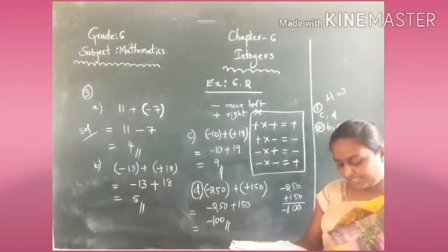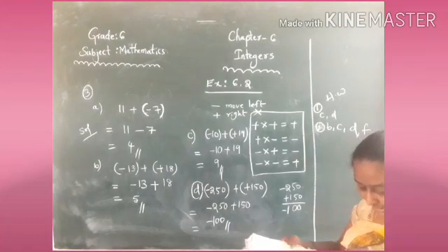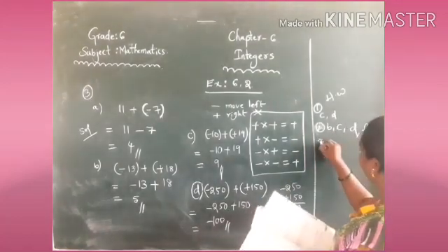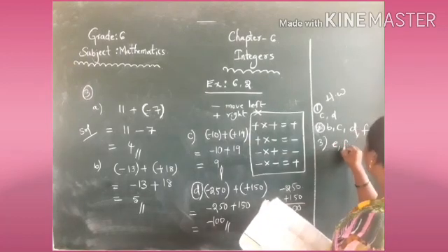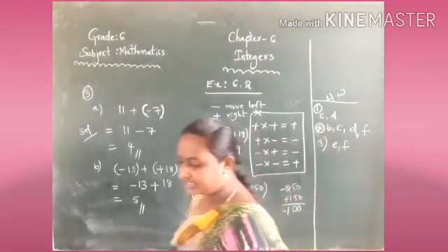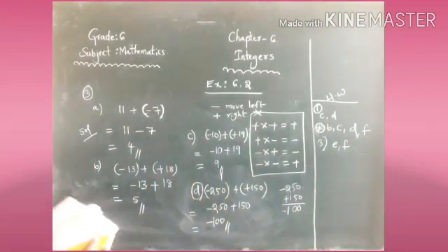Okay, now children, the remaining E and F we have to do. This one also is very easy. So the third one, E and F, is homework. And next, note down the fourth one.